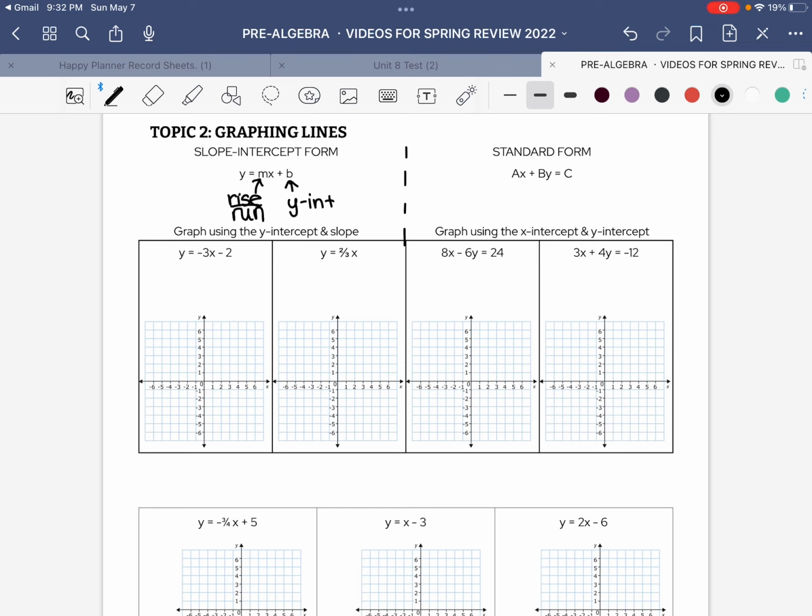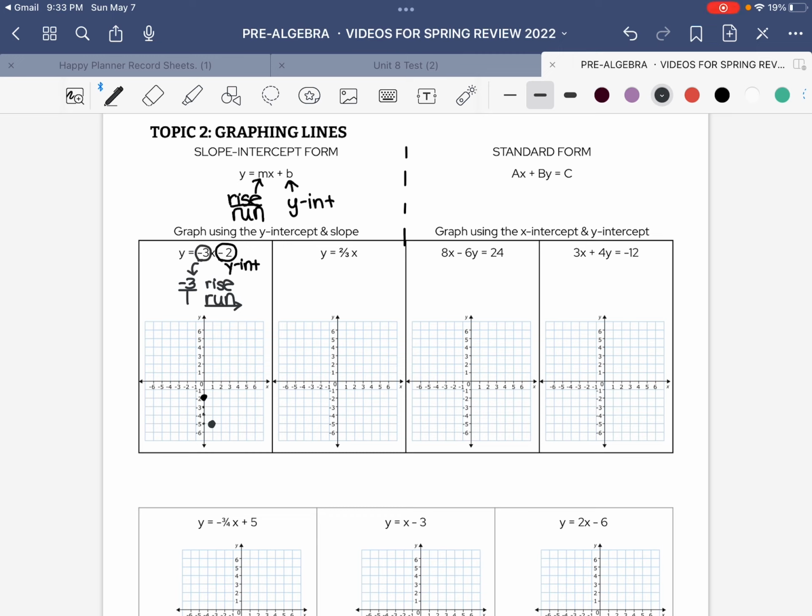So, for example, on the first one, since your y-intercept is -2, you'll start your graph at -2 on the y-axis. Then, since the slope is -3, or -3 over 1, you're going to rise -3 and run 1. Remembering that run always goes to the right, because slope only runs to the right. So you're going to rise -3, go down 1, 2, 3, and run 1.